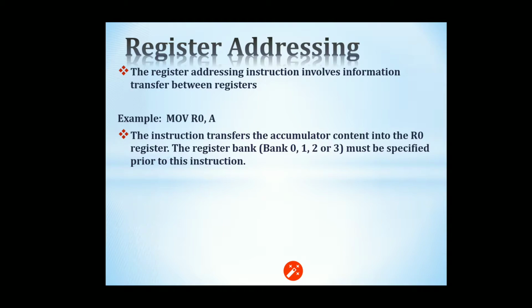The first is called the register addressing mode. The register addressing instruction involves the information transfer between registers. For example, MOV R0, A. In this instruction, the accumulator content is transferred into the R0 register. The register bank, which may be 0, 1, 2 or 3, must be specified prior to the instruction.